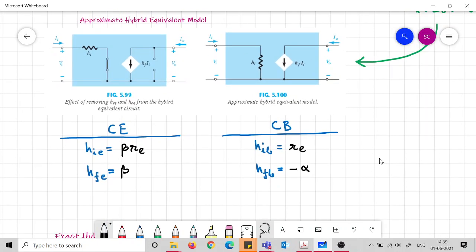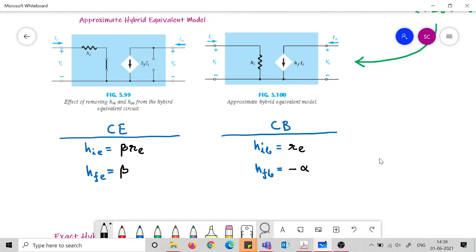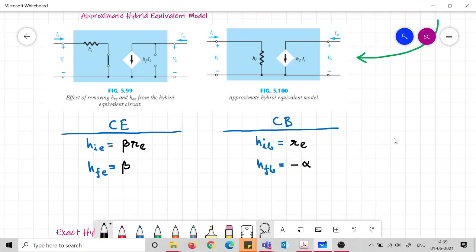Now if you are given the approximate hybrid equivalent model and asked to employ it to solve certain configurations, you can easily do that, because it is nothing but the RE equivalent model with these parameter values. So already we have shown the RE equivalent model analysis. The same goes well for the approximate hybrid equivalent model. But that is not true when you are working with the exact hybrid equivalent model.